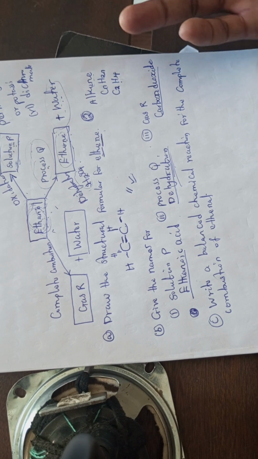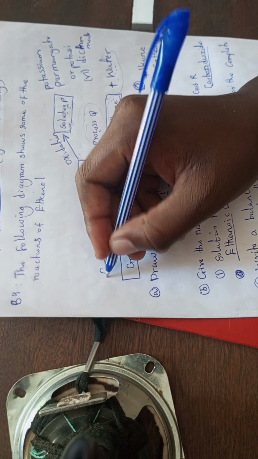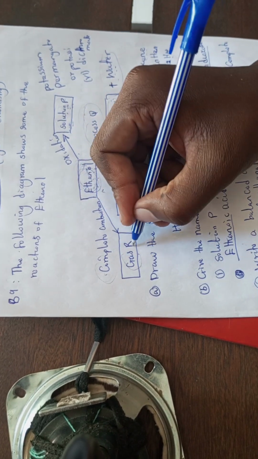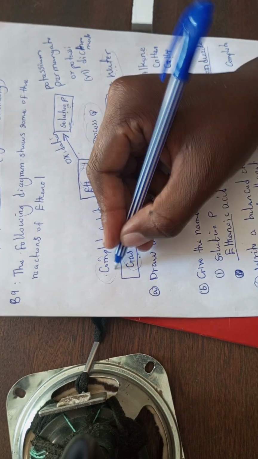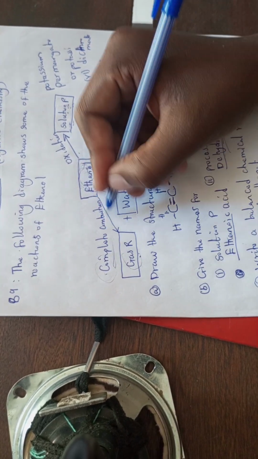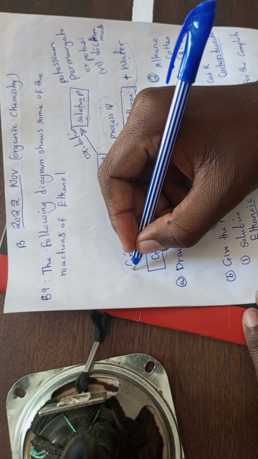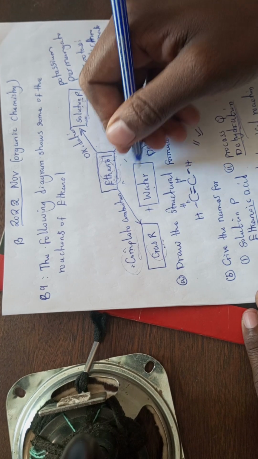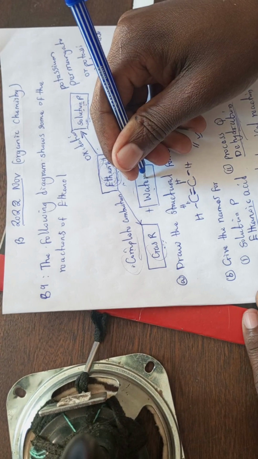For incomplete combustion, the product is carbon monoxide. If it was said to be incomplete combustion, the products would have been carbon monoxide plus water. Please pay attention to the way chemical reactions are presented. So the product will be carbon monoxide as a gas, and then here we're going to have water.